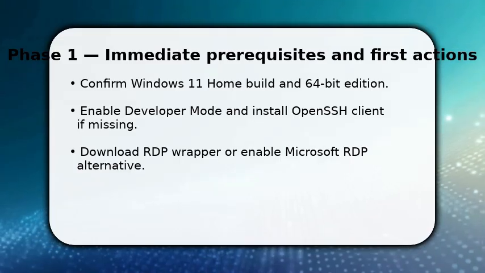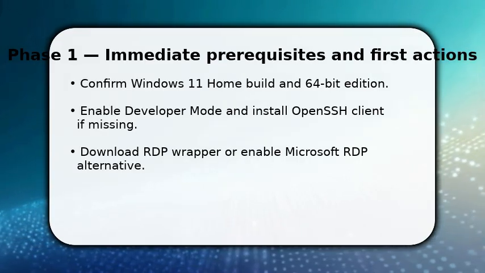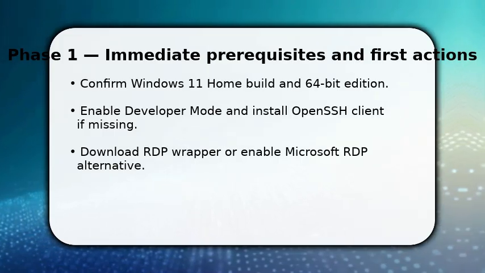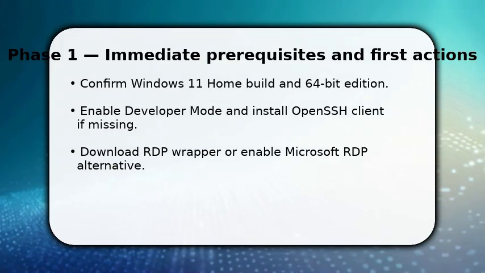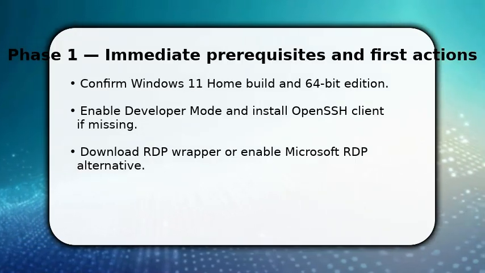You start by verifying your Windows 11 Home build and confirming 64-bit. Once done, enable developer mode so tools install cleanly. Next, open Settings and add the OpenSSH client if it's not present. This provides secure remote utilities.